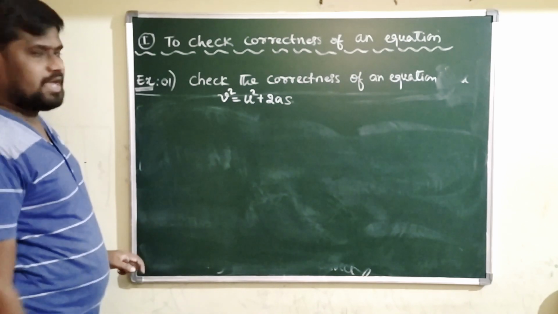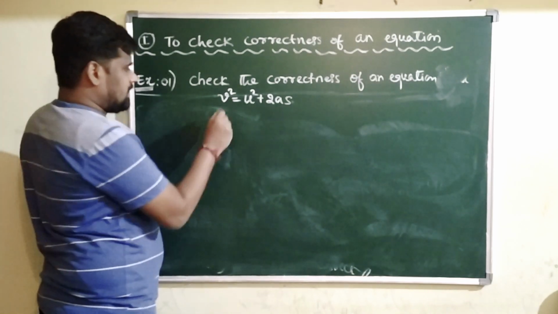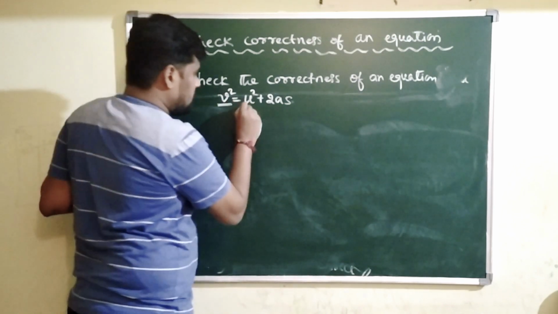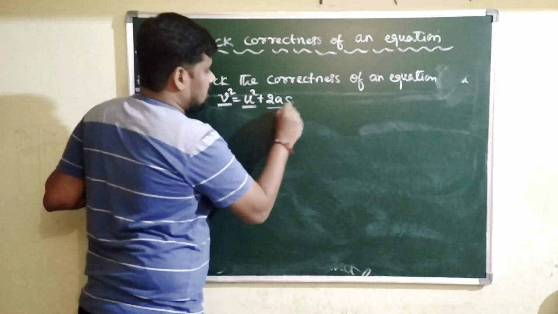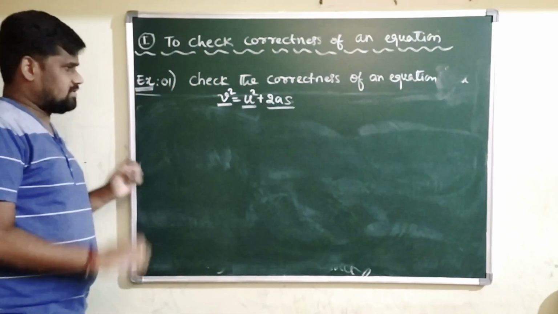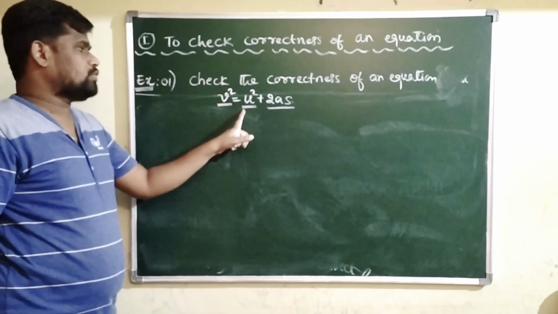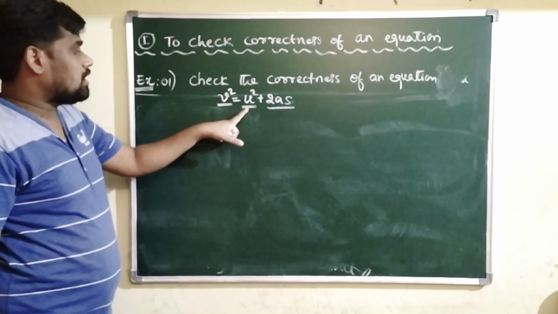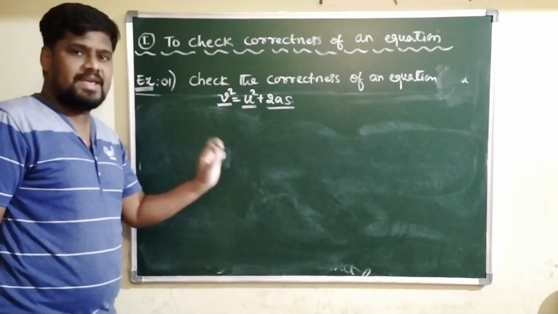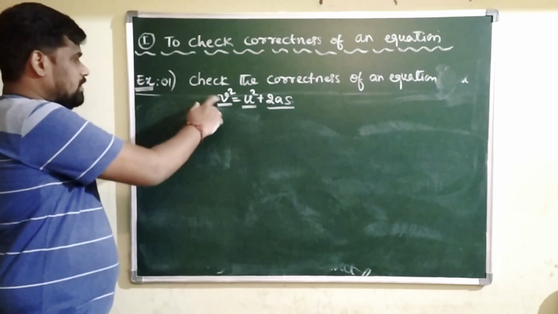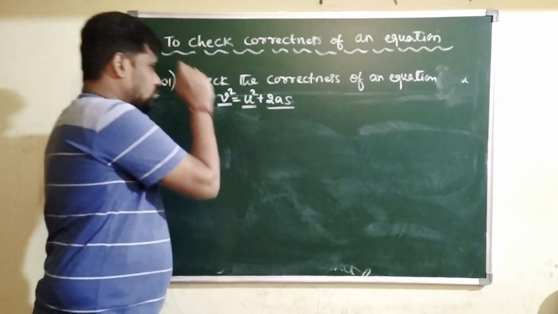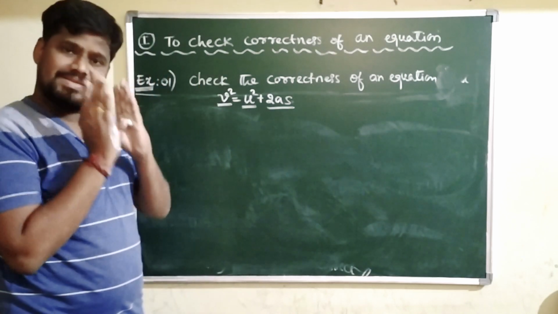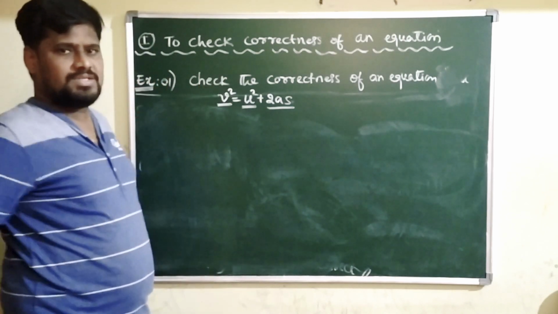How many terms do I have? Once again I have 3 terms. First term is v square. Second term is u square. Third term is 2as. V square, u square, 2as. What is the condition? All the terms should have the same dimensions. V square dimension, u square dimension and 2as dimension should be the same, then the equation is correct.